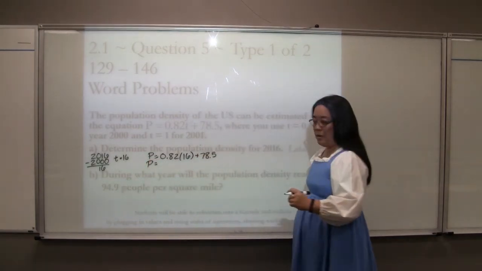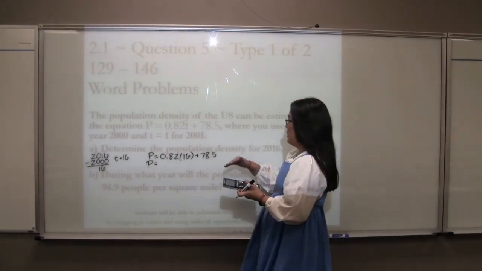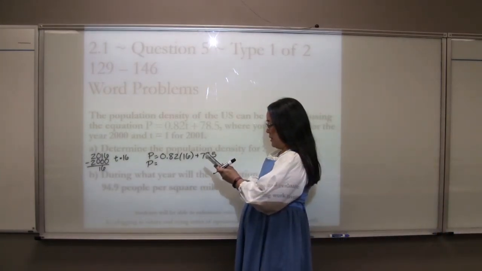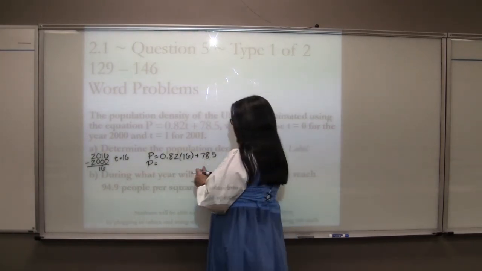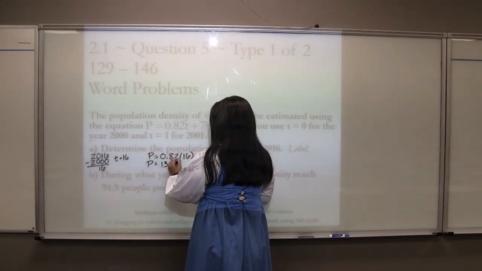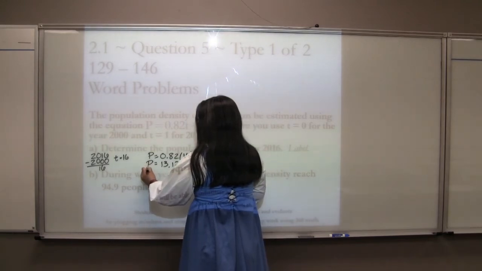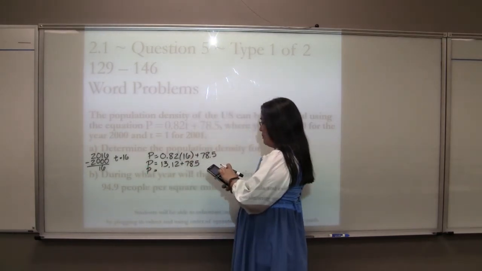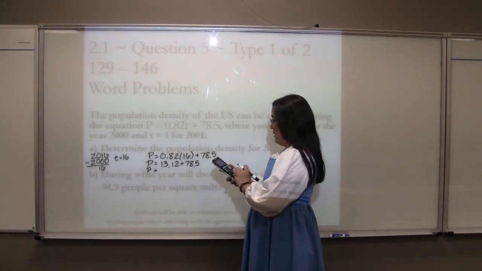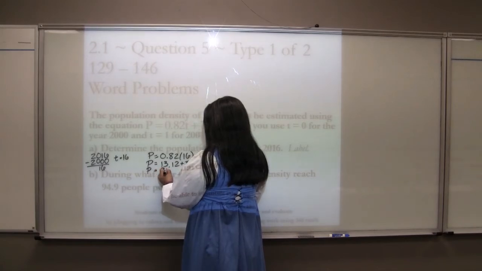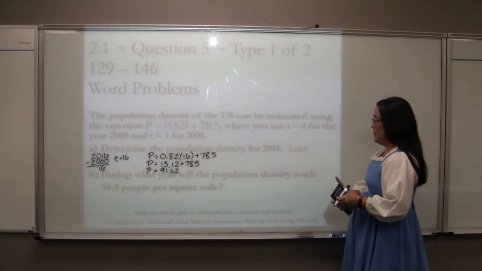And here, we're going to want our calculator. If you want to do plug work and answer, then we're going to take this and use order of operations. 0.82 times 16 will give us 13.12 plus 78.5. Add those together. Since I have a 13.12 here in the calculator, I can just add 78.5. And I will get 91.62.